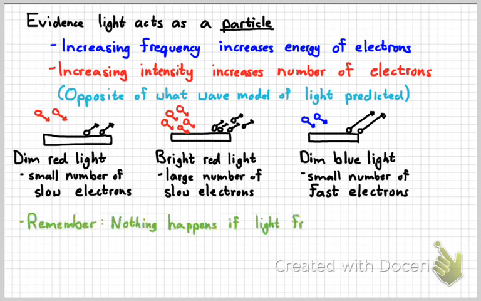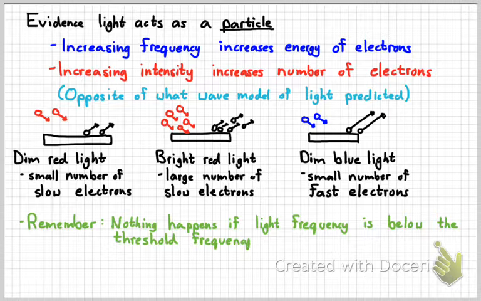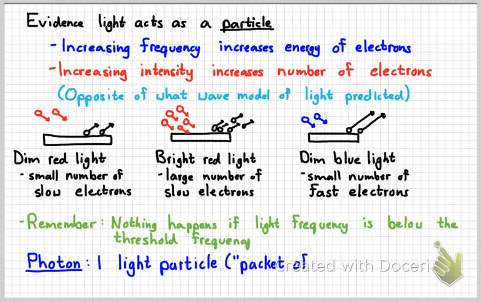So if we don't ever get to the threshold frequency, then nothing happens. So for instance, if it was infrared light shining on this piece of metal, we wouldn't get any electrons at all, no matter how intense that light was. And again, the definition of a photon is a light particle, sometimes also referred to as a packet of light.